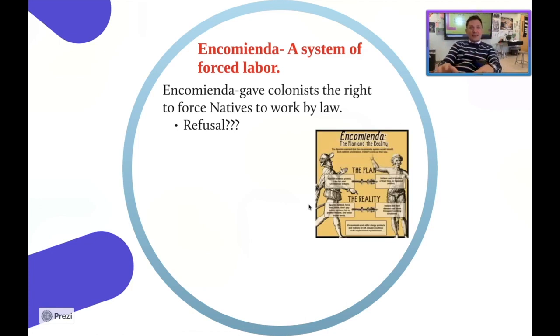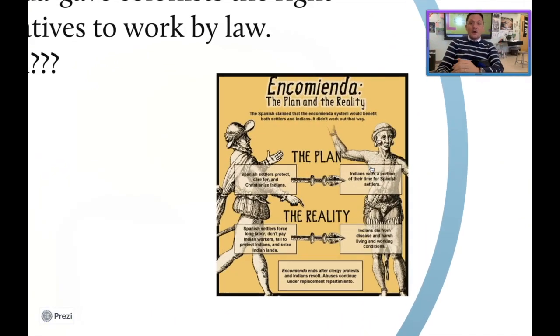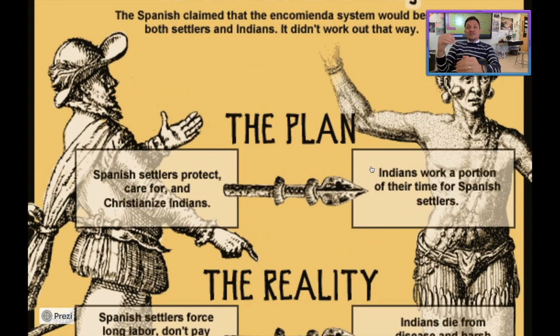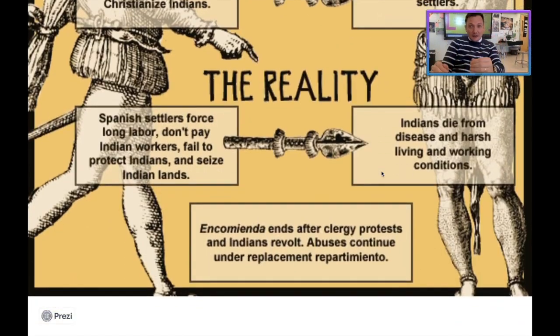And this little thing right here, you don't need to write down, because if you understand it, you don't need to write it down. But the plan for the Encomienda was that the Spanish would say, oh, we're going to settle there, protect, care for, and Christianize the natives, and the natives will only work part of their day in exchange for us helping them. But in reality, Spanish settlers forced long labor, didn't pay the Native American workers, failed to protect them, and seized their land when they would die, right?